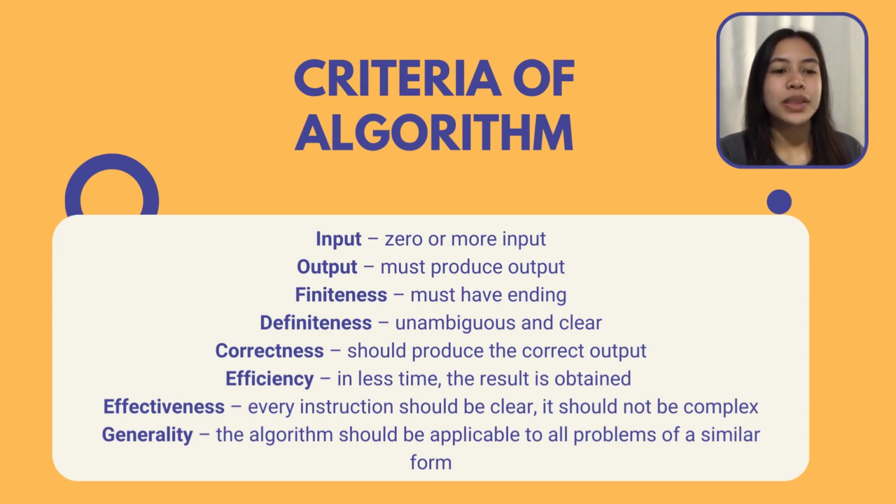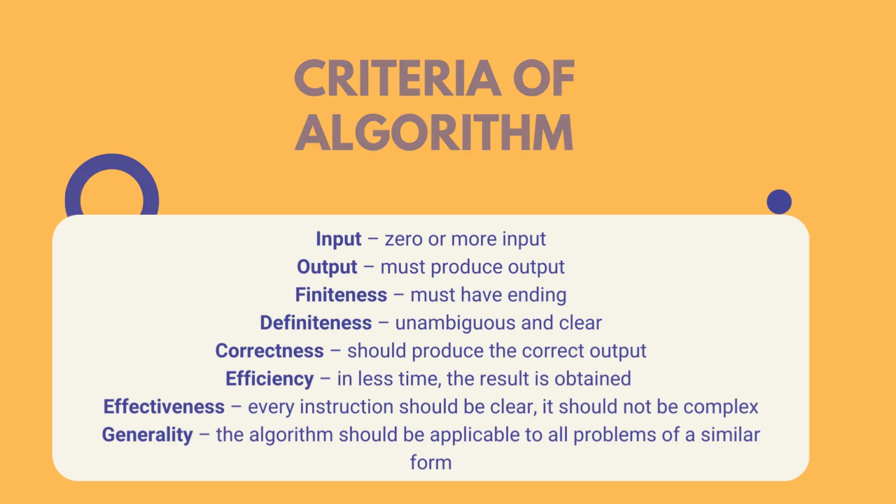Criteria of algorithms. Input, which is zero or more inputs. Output, which must produce output. Finiteness: it must have an ending, while definiteness means it is unambiguous and clear. Correctness: it should produce the correct output. Efficiency means the result is obtained in less time. Effectiveness means that every instruction should be clear and not complex. Generality is where the algorithm should be applicable to all problems of a similar form.